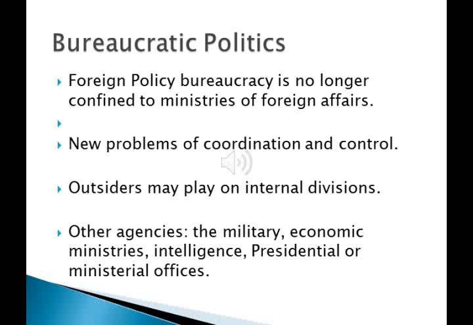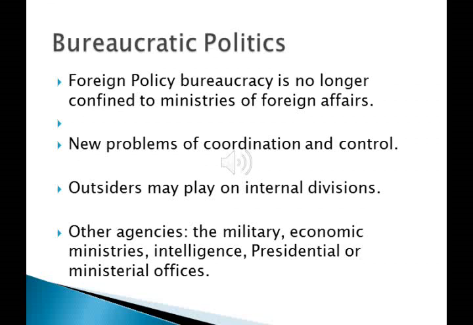If there is a division within the unit, outsiders, so outside nations, can play on the internal divisions. Going back to the Iran example, when you have the split inside Iran between the hardliners and the softliners or the moderates, outsiders are playing on that division in order to promote the foreign policy decision that is in the interest of the outsiders, not in the interest of the nation.